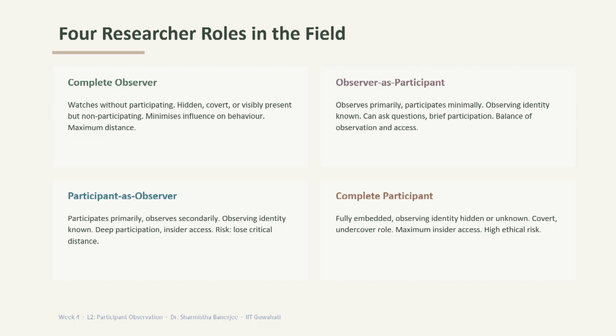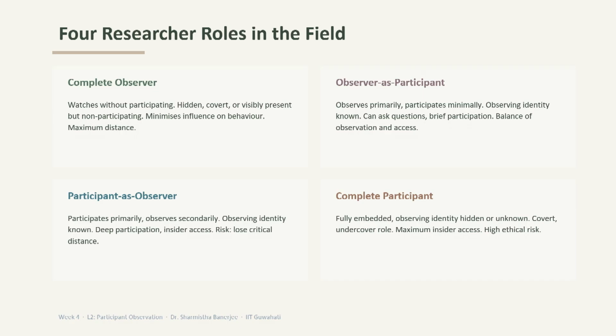So one can be a complete observer, who watches without participating. So in the example of Swalkuchi, I can go and be a complete observer. They know that I am an observer and I go and observe how they are doing each and every activity. So in this case, when I am saying I am hidden, what it means is I am visibly present but I am on the side, somewhere behind or somewhere in the corner. So I am not participating in that activity. So it minimizes influence on behavior. So that is the maximum distance context that a researcher can take in ethnographic research.